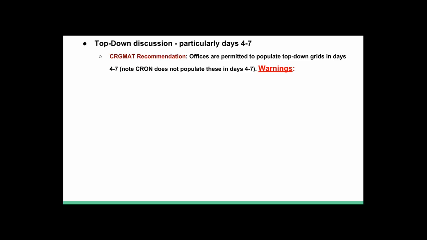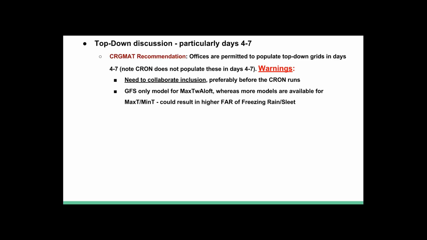We do want to provide some warnings on this. If you want to include these top downs, be sure to collaborate, because the moment you throw in these top down grids, particularly max wet bulb aloft, you can start throwing in mixed precip types, and that won't be well coordinated with your neighbors. Something Audra alluded to: as it stands right now, the GFS is the only model for max wet bulb aloft, whereas for your temperature grids, max T, min T, you're looking at a much bigger set of models going into those grids. So if you throw the GFS in there for max wet bulb aloft, you could be completely out of sync, even meteorologically, and result in a high false alarm rate for freezing rain and sleet.